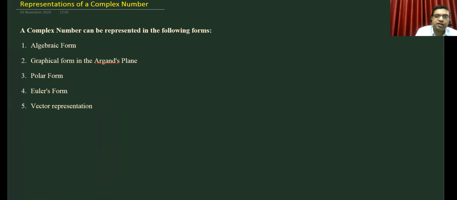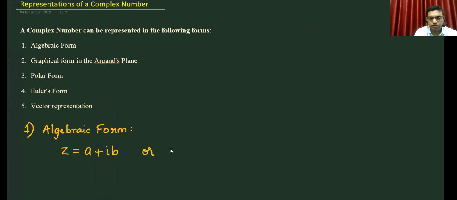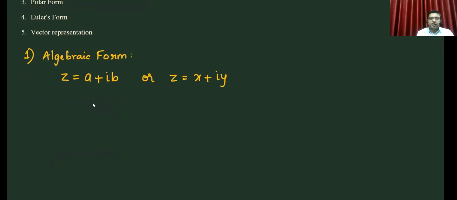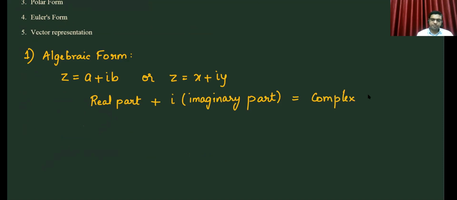So the algebraic form of a complex number is this: a plus ib, or z is equal to x plus iy. This is the algebraic form which we have already discussed, which has a real part plus i times the imaginary part. This is a complex number. So this is the first representation.